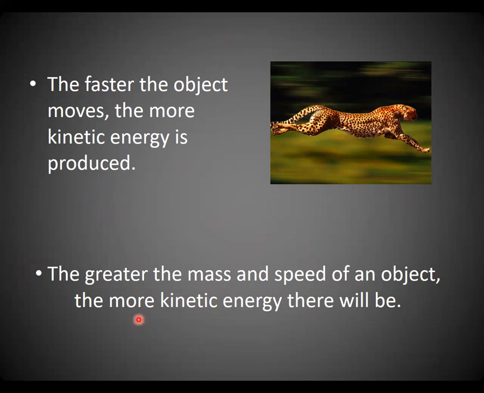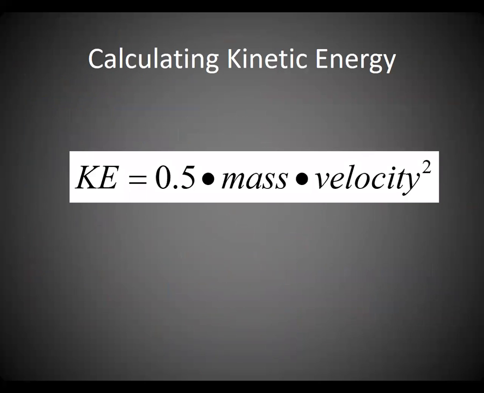So let's put this into a formula. Now I'm going to warn you guys, this formula is a little bit different than the other ones we've been dealing with, and I'll point out why here in a second. So when I need to figure out an object's kinetic energy, I need to take 1/2 times the mass times the velocity squared. And I cannot emphasize that enough.